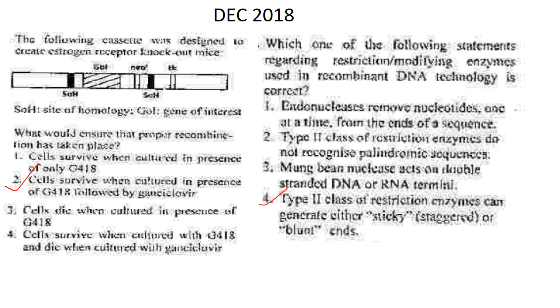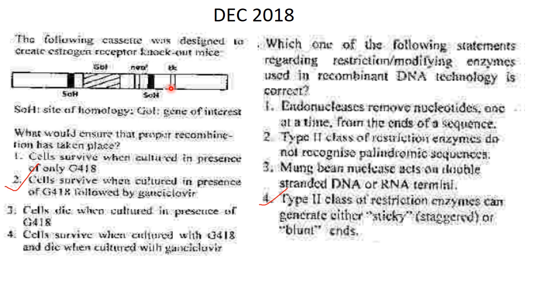Then next one. The following cassette, this is from December 2018 question paper. The following cassette was designed to create estrogen receptor knockout mice. So SOH is site of homology. This is your neomycin resistance gene, and TK is thymidine kinase. All these I have explained when I was explaining gene knockout. I don't remember the year, but you can refer to my previous videos for gene knockout experiment using homologous recombination methodology.